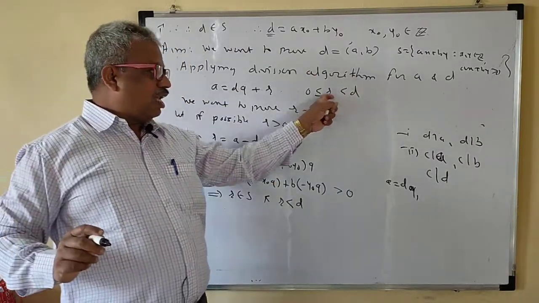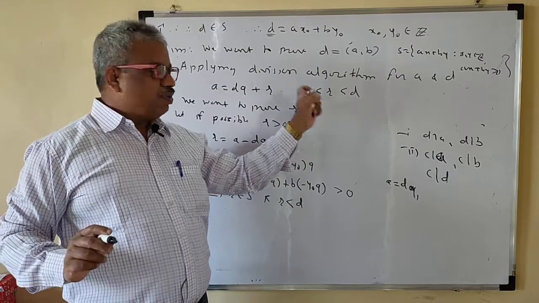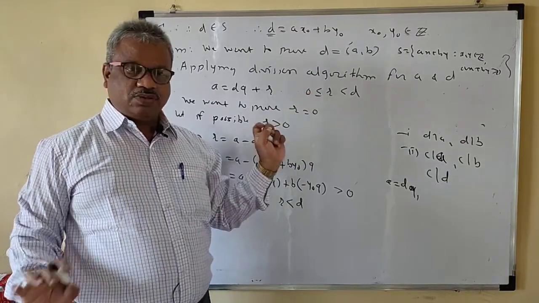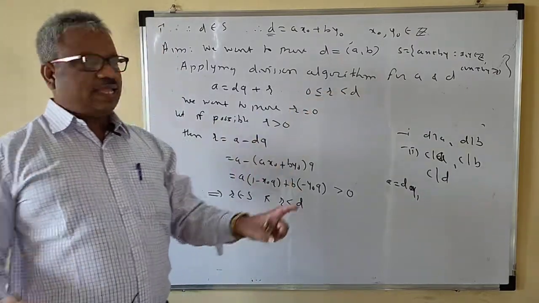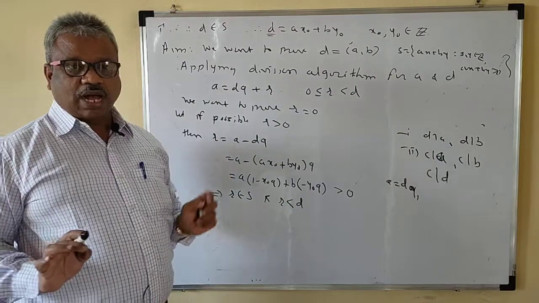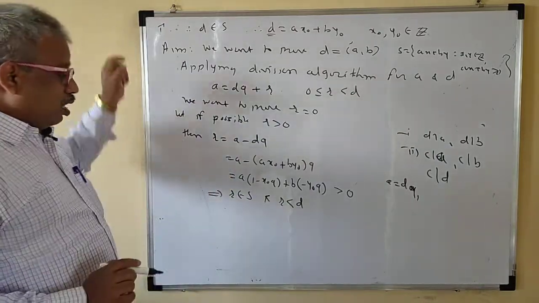So either r is positive or equal to 0. r may be positive or may be equal to 0. And so r is less than d. This is correct, because you are applying the division algorithm. So r is less than d. This is correct.